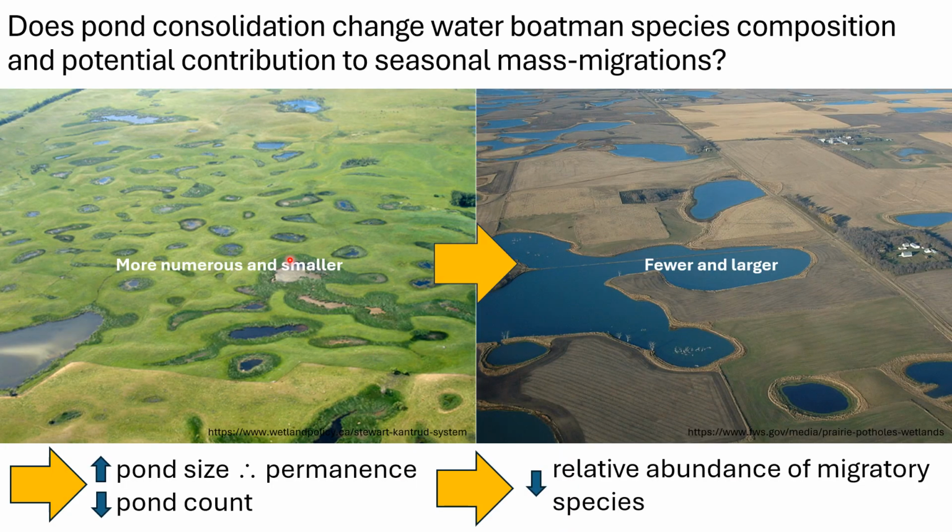What has been happening, and is still happening, in the prairie pothole region is that many of these smaller, shallower ponds are being consolidated into fewer and larger water bodies. And because we do know that migratory water boatmen tend to be associated with non-permanent pond habitats that dry out more frequently, we think this pond consolidation, which increases pond size and therefore pond permanence, and decreases pond count or pond density in a given area, will decrease the abundance of migratory species, such that we get a change in species composition and a decreased potential contribution to seasonal mass migrations.